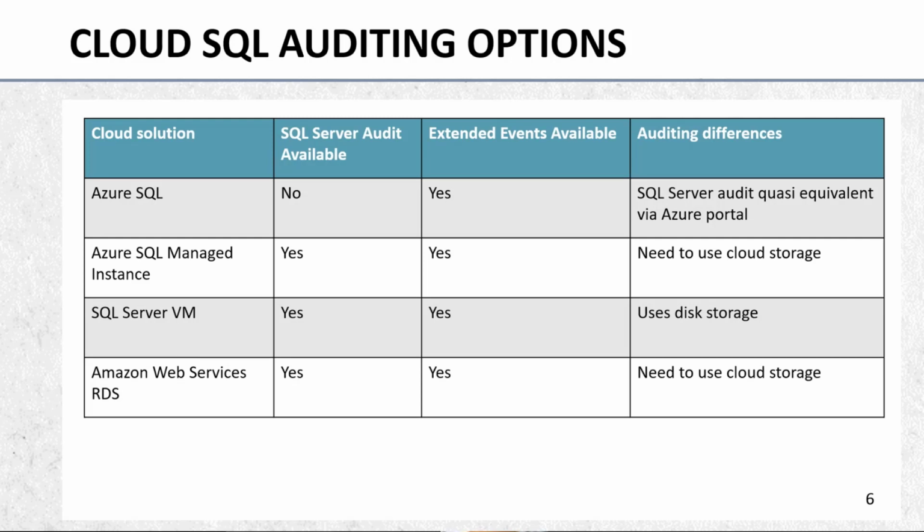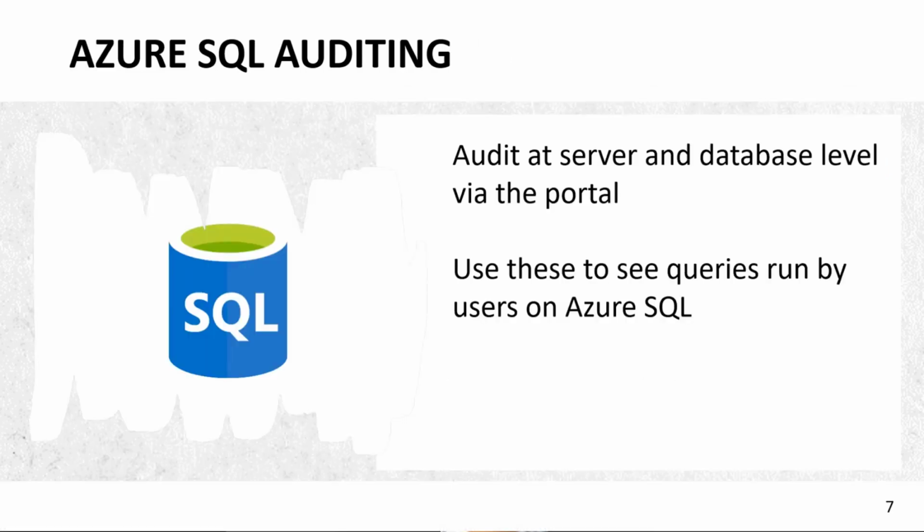And then you have managed instance and RDS, and those do have SQL Server Audit and extended events available. But you do have to use the cloud storage, so like Blob in Azure or S3 in AWS. The most different is Azure SQL, and you cannot use SQL Server Audit. You can use extended events, but they do have something in the Azure portal for you that's like SQL Server Audit. So what I'm going to do is go through that because it's the most different, and I know a lot of people tend to look at that as a managed database.